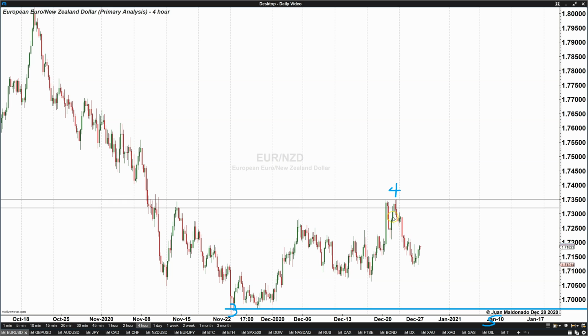Last week I was able to trigger the trade at 173.20. I sold the Euro New Zealand dollar, and I left my stop loss at 173.50, so I was with a 30 pip stop loss. Then I took my profits at the 171.50 area right here. The price went a little bit lower, but I booked 180 pips on this trade.